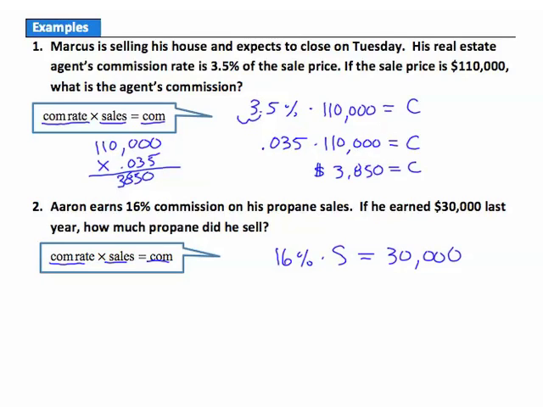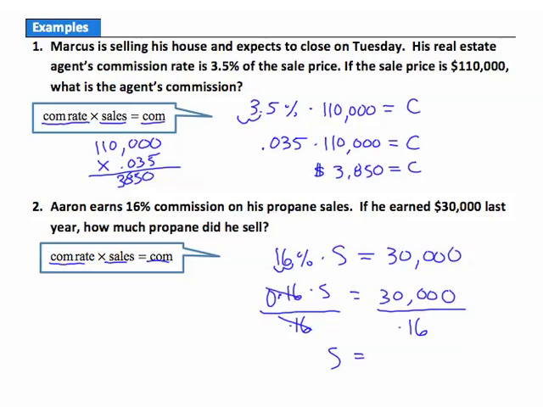Alright, so let's first change that 16% to a decimal. So we would move the decimal 2 places to the left, so it's going to be 0.16 times S. We'll put a 0 out here to make sure that it's clear that's 0.16 equals $30,000. Okay, now we're trying to get S all alone, so we need to divide by 0.16. So I'm going to divide this side by 0.16, divide this side by 0.16. Common factors of 0.16 are going to divide out and leave us with S. And now we need to do $30,000 divided by 0.16.